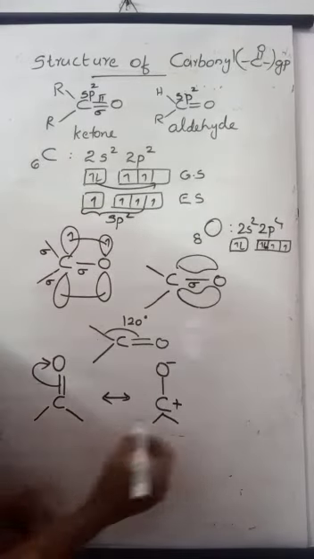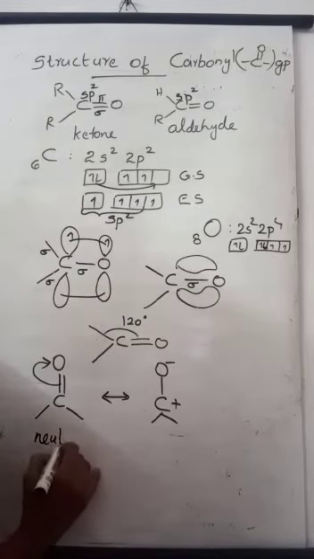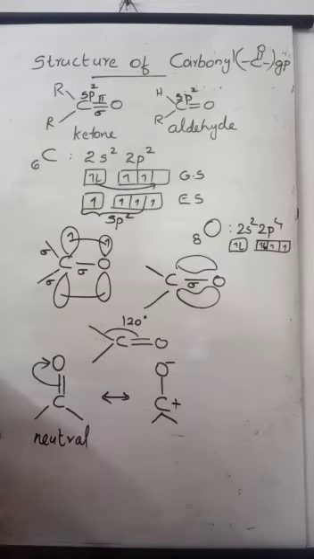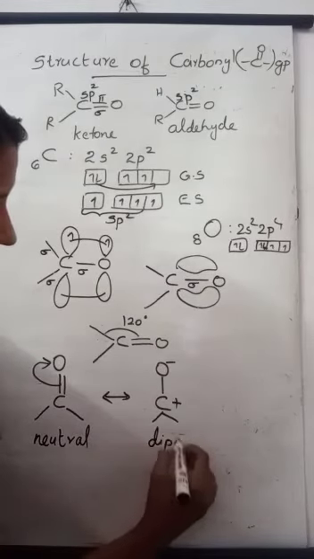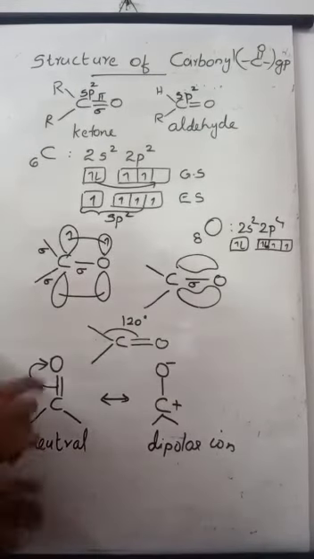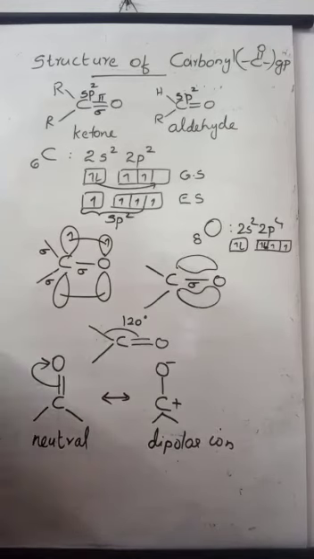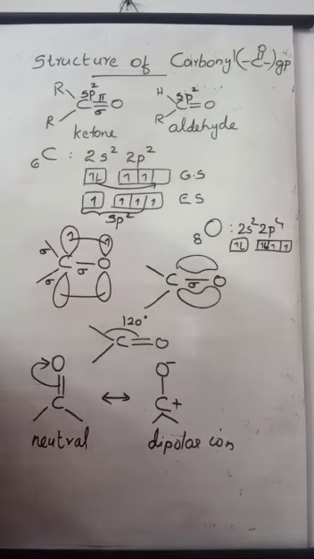So we get a dipolar ion. Here this is the structure that is neutral, no charge separation, neutral structure. This is a structure that contains 2 poles, dipolar ion. Because of this resonance, C double bond O group, carbonyl group is highly polar.